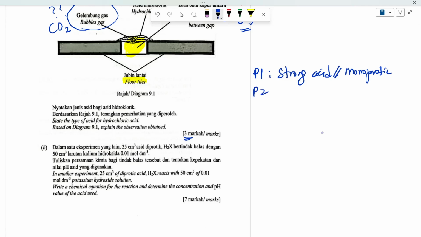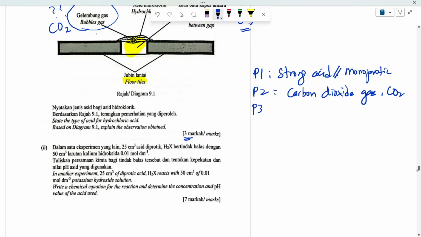Now point number 2. Explain the observation obtained. Here the observation is bubble gas produced, right? But if you write bubble gas released, there will be no marks. So you have to explain what that is. Point 2, you can write carbon dioxide gas released.